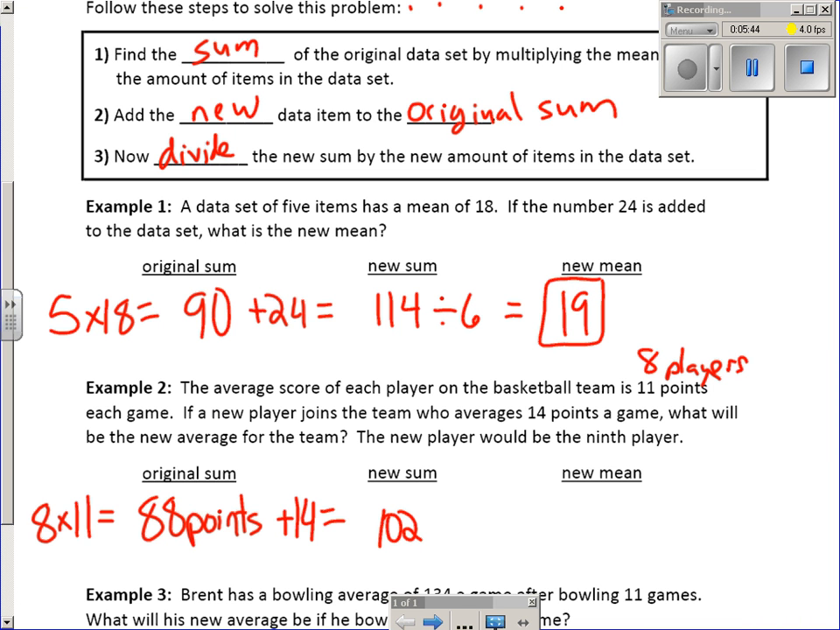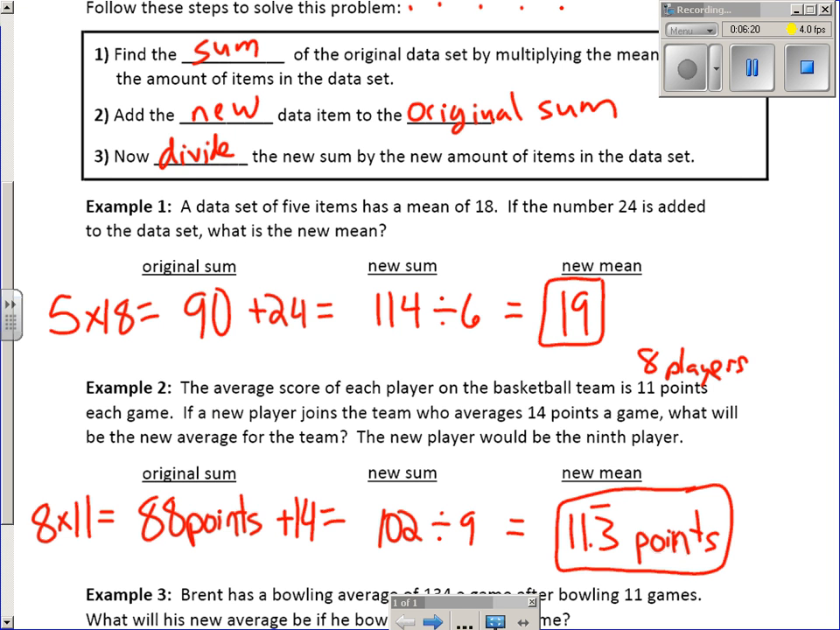Then we want to divide by how many numbers, which is the same thing as how many players there are after the player joined, which was 9. So divide by 9. I'll need a calculator for that one. 102 divided by 9 would get you 11 and 3 repeating, so about 11 and a third points. The average went up a little bit. And that makes sense because the new player had more than the original average.